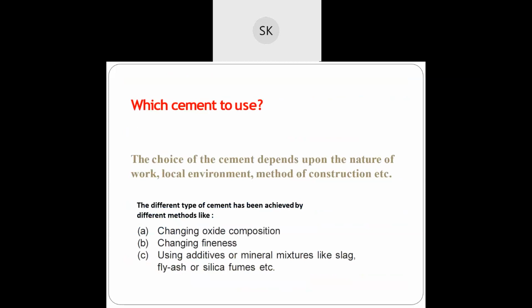Different types of cement are achieved by different methods, like changing oxide composition, changing fineness, and using additives or mineral mixtures like slag, fly ash or silica fume. So in cement, we use additive minerals also. Based on additives, fineness and oxide composition, we have different types of cement.